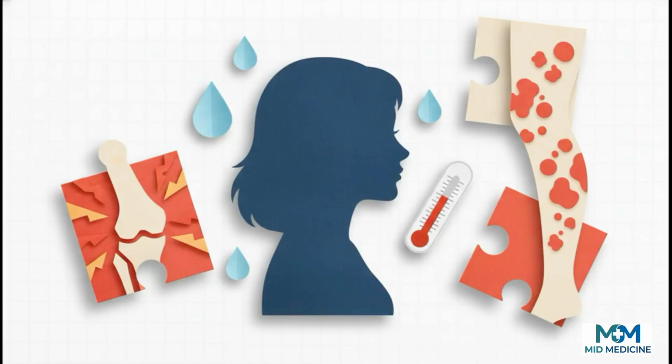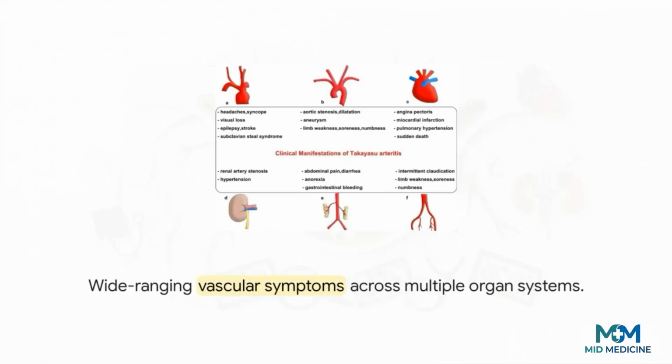massive diagnostic puzzle. Now, because the aorta and its major branches literally supply the entire body, the downstream effects of that stenosis we talked about earlier are incredibly wide-ranging. Just look at this graphic. If blood flow up to the head is compromised, you're looking at headaches, vision loss, syncope, or even a stroke. If the coronary arteries get involved, well, that leads straight to angina pectoris or a myocardial infarction.